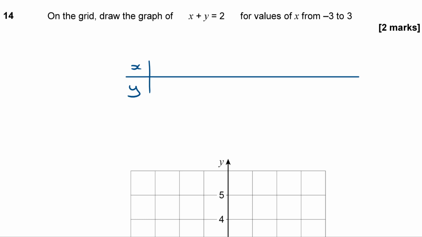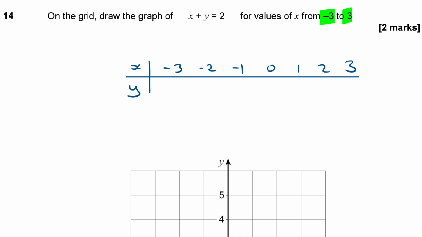Okay, so we know that this range goes from -3 to 3. Now you need a minimum of 3 points, but there's no harm in doing a few more. So -3, -2, -1, 0, 1, 2, 3. Massively overkill. Probably only need 3 or 4.